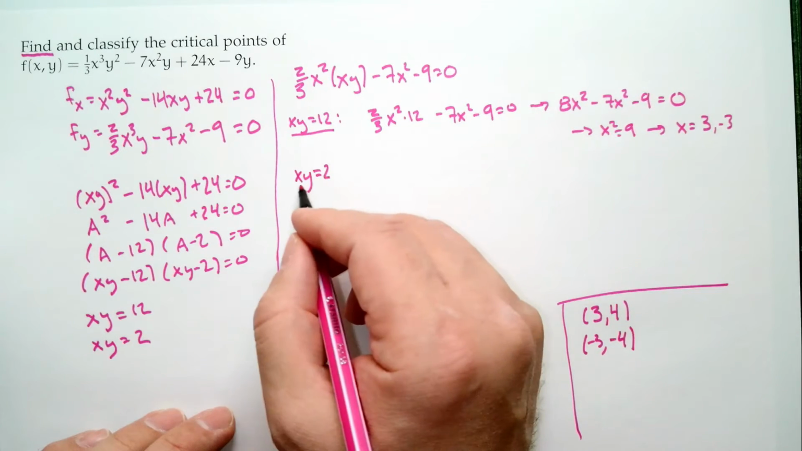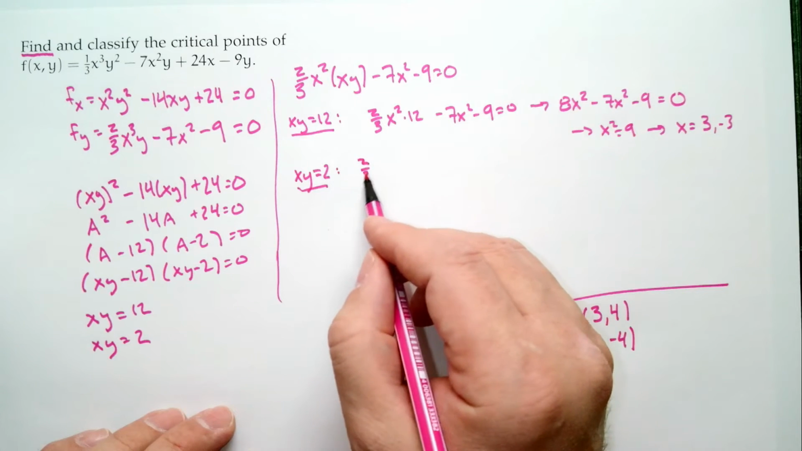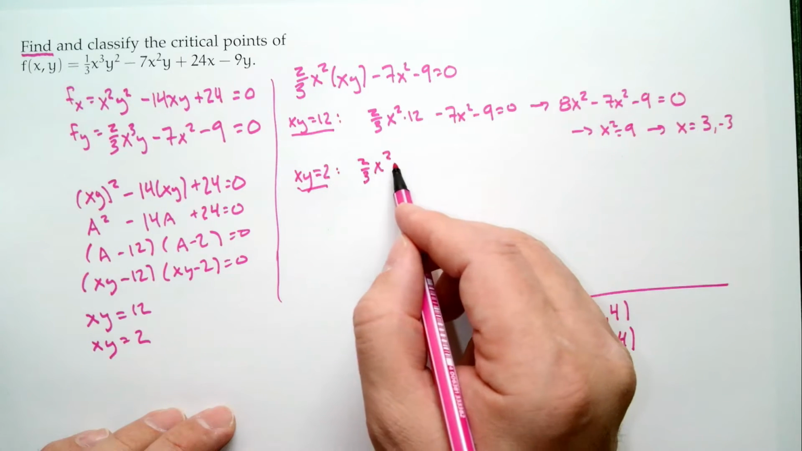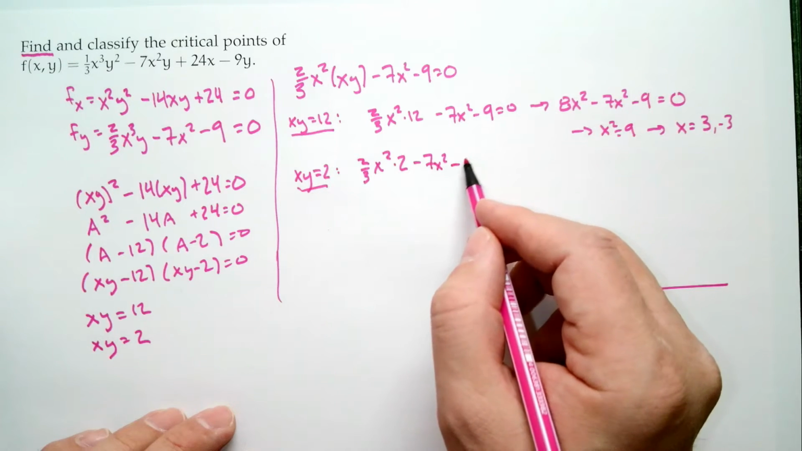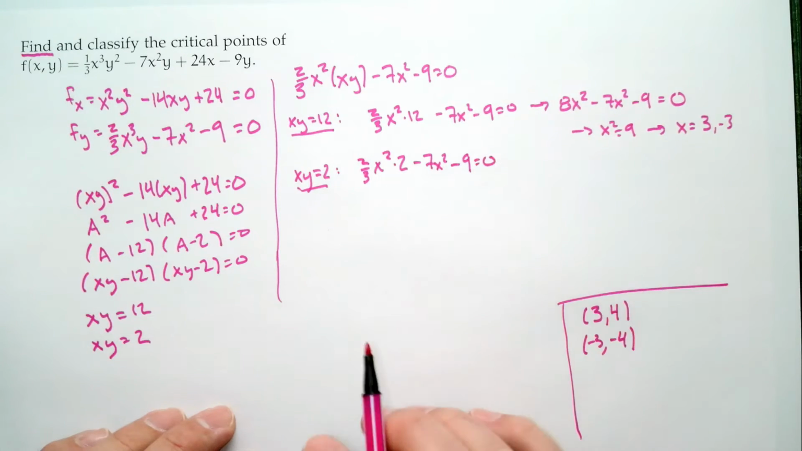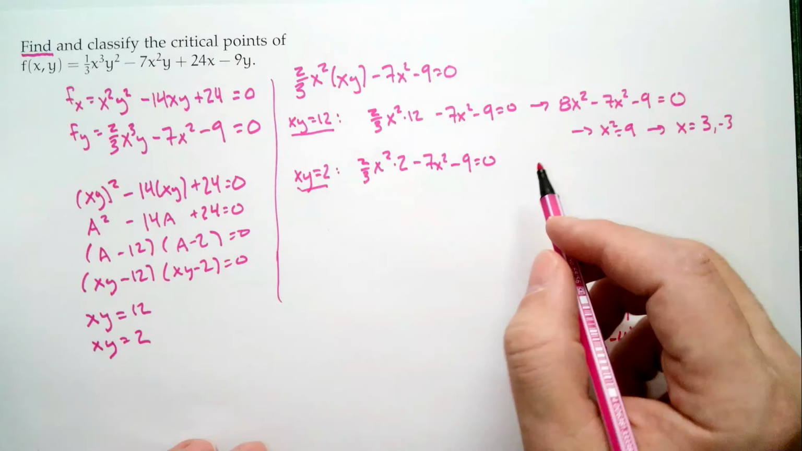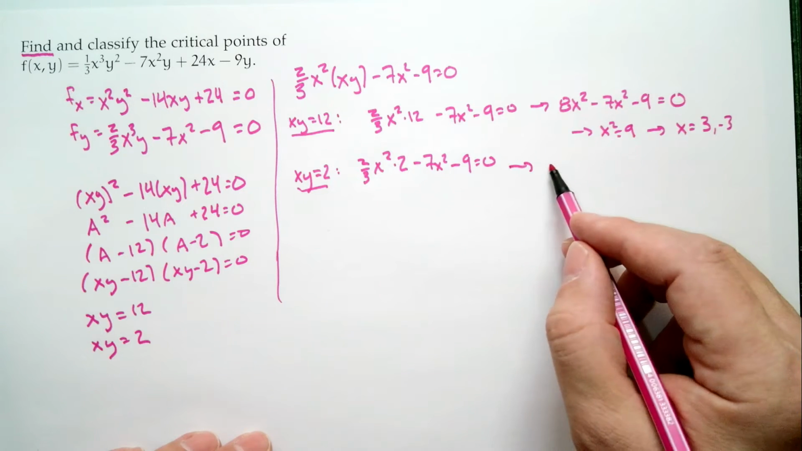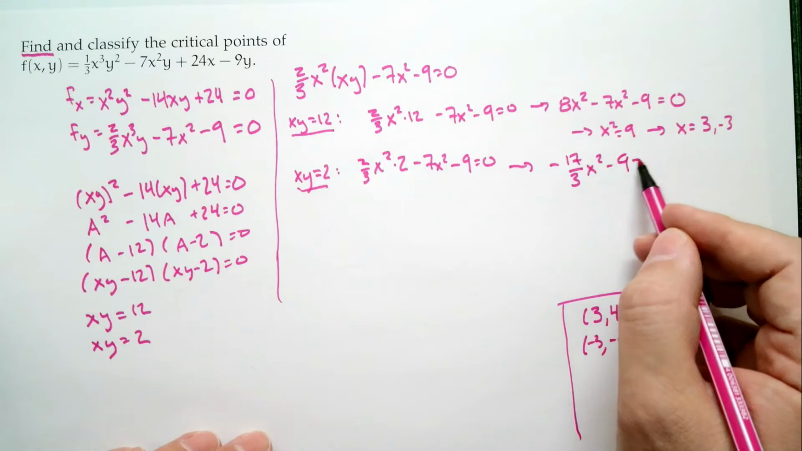Well, if xy were 2, this would become 2/3 x squared times 2 minus 7x squared minus 9 equals 0. Now, a little bit more challenging. 2/3 times 2 is 4/3, and of course negative 7 is negative 21/3. So this becomes negative 17/3 x squared minus 9 equals 0.